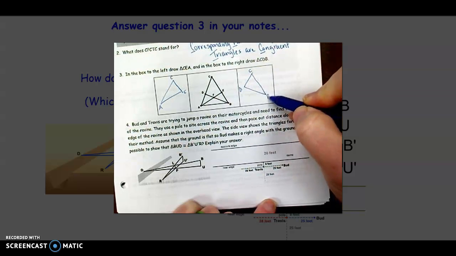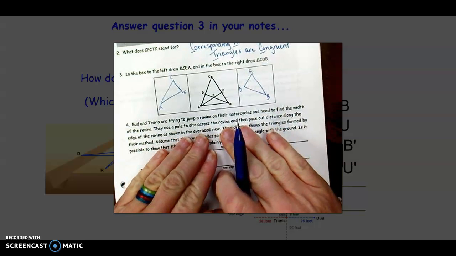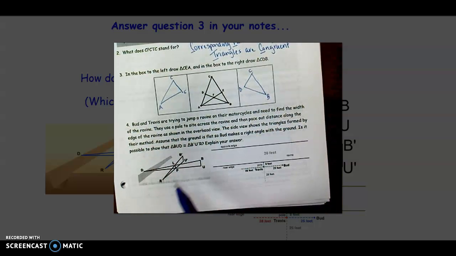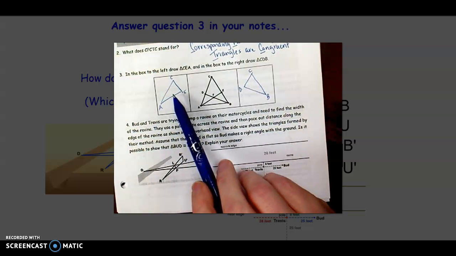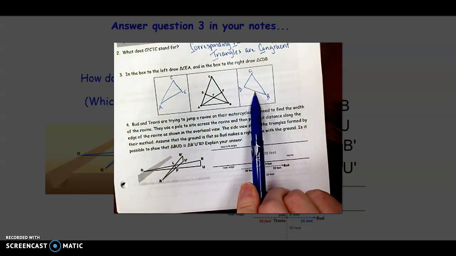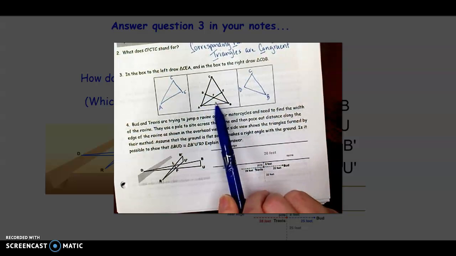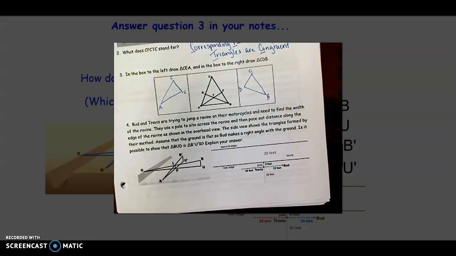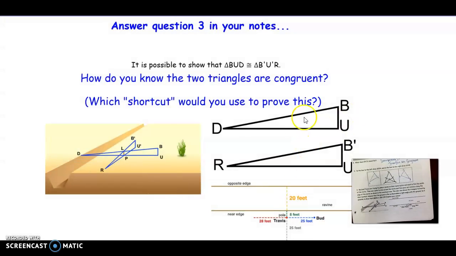CDB. So a lot of times when you have overlapping triangles, like we do with the motorcycle demonstration, it's better if you look at the triangles separately instead of trying to read them when they're overlapping like they are here. So that's why it's suggesting that we do that. So if we look here, we have taken these overlapping triangles and drawn them separately here. So let's look at these two separate triangles.